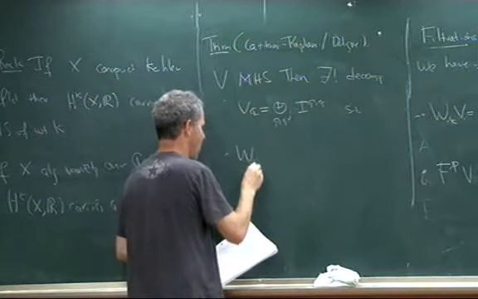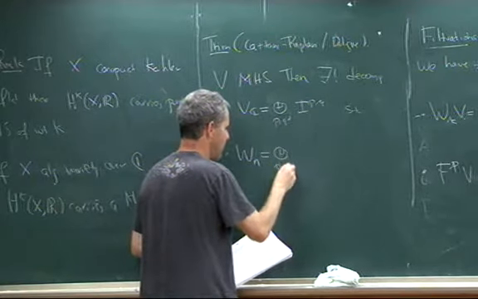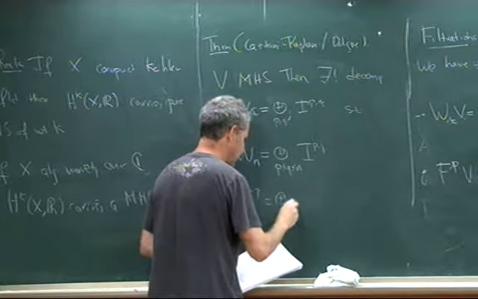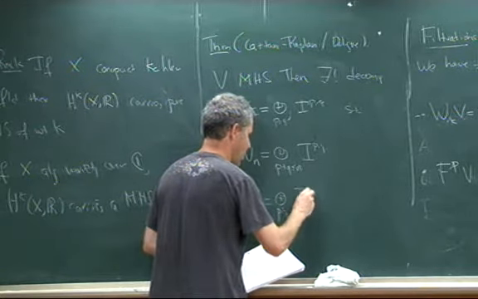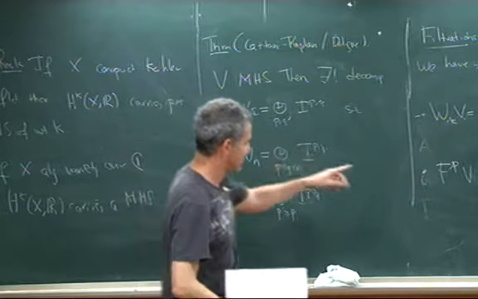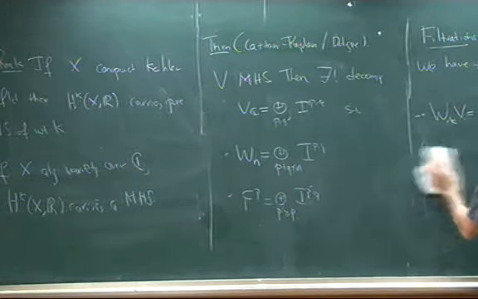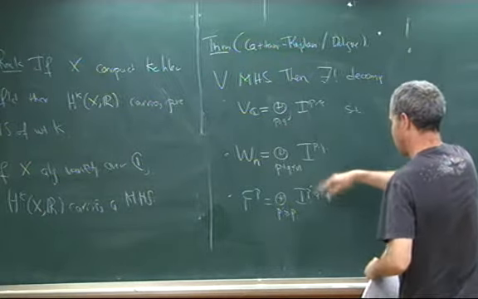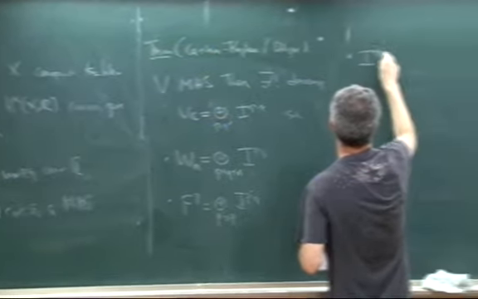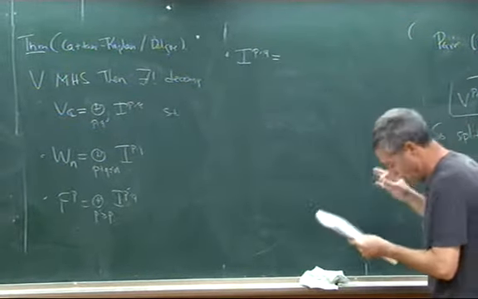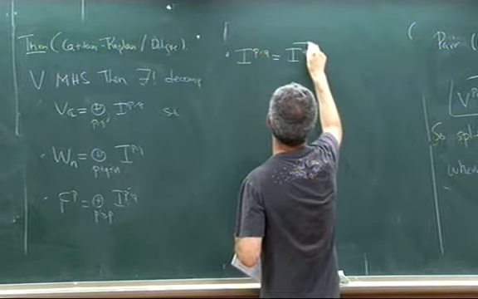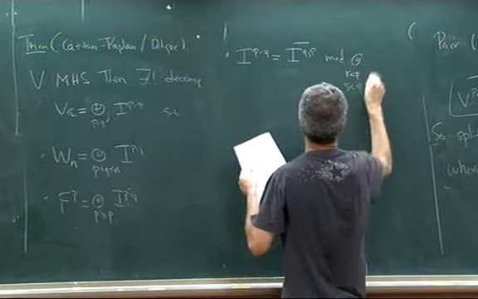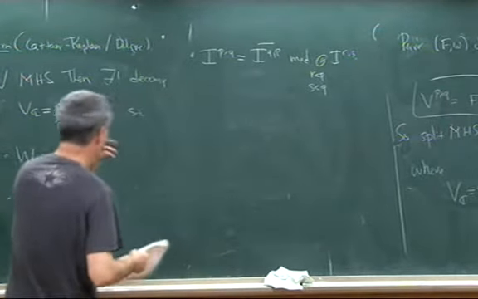such that WN is a direct sum over P plus Q less than or equal to N of IPQ, and FP is a direct sum over P prime bigger than or equal to P of IP'Q. So it's the same as these two so far. Maybe I could have just written those two. It looks like it would just be coming from a split mixed Hodge structure. But IPQ is not equal to IQP bar. What you have is IPQ is equal to IQP bar modulo the direct sum of IRS for R less than P, S less than Q.